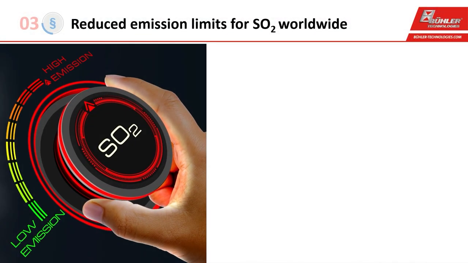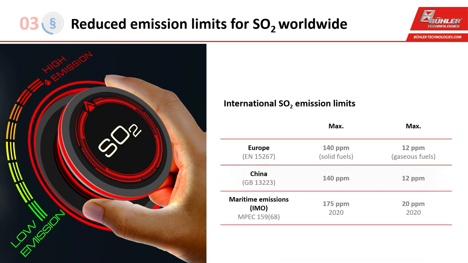Point number three, the reduction of the emission limit values for SO2. To achieve this, improvements in the measuring method are required. We see here in the overview regulations from different bodies, starting with the European EN 15267-3, followed by a Chinese regulation, and finally a maritime emission regulation. Here you will see that we must go down to a maximum value of 12 ppm, which should be proven.